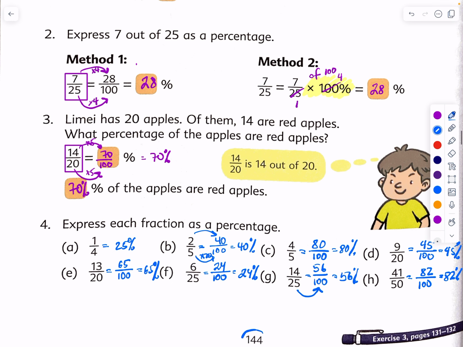My friends, we've finished the introduction to percentages. I hope you found this exercise very intuitive, very simple, because you understand your fractions.